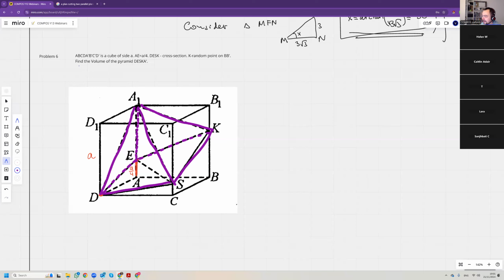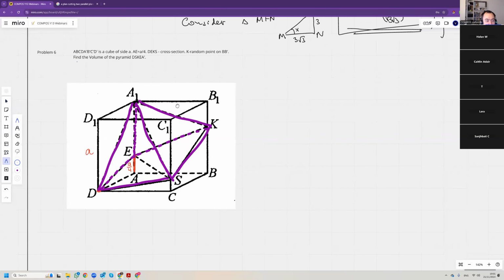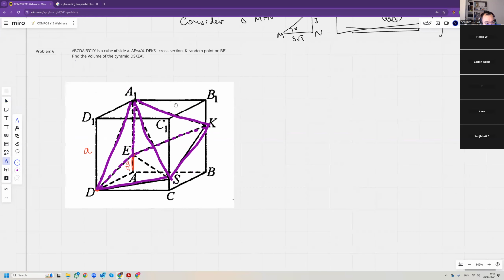Well, what can we do here? This pyramid, DEKSA. Sorry, I didn't name it properly. DEKS, doesn't really matter. It's a cross section. K is a random point. Okay.